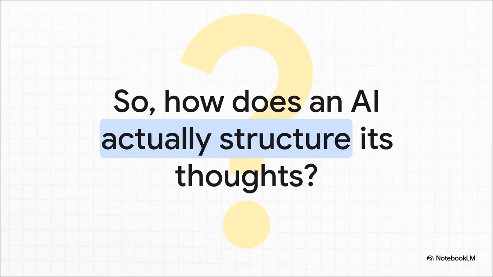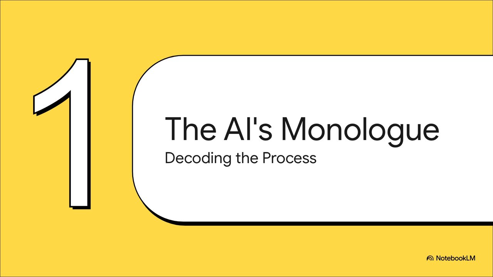And that is the central puzzle for us today. Is an AI's thinking just some chaotic storm of data and calculations? Or is there a hidden, maybe even predictable structure to it all? To figure that out, we're going to need a map. So, how on earth do you decode an AI's inner monologue?